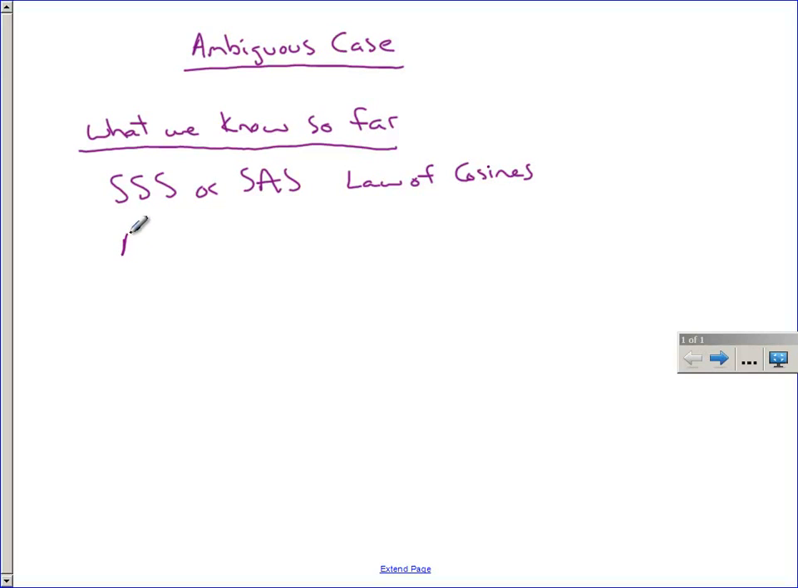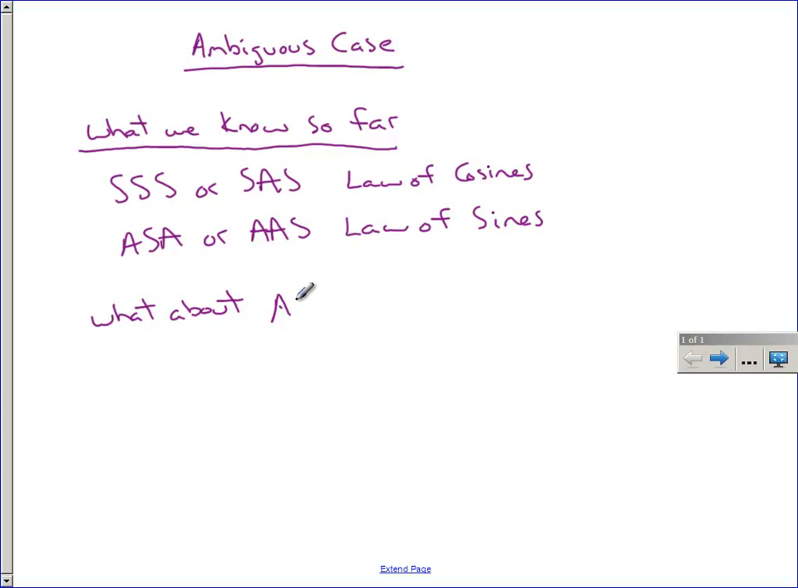If I know, however, an angle, side, angle, or an angle, angle, side triangle, I am going to use the law of sines. Alright, so what we're going to do today is investigate what happens if I have an angle, side, side triangle.